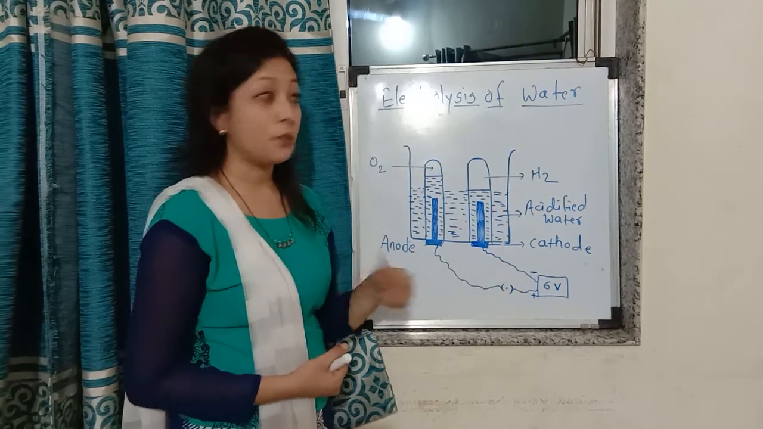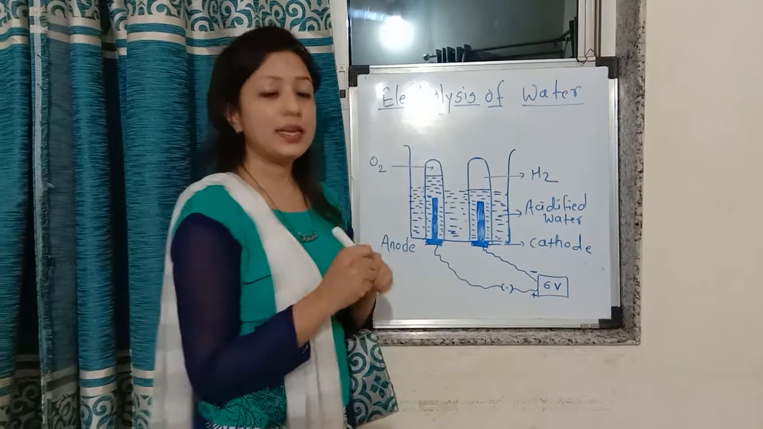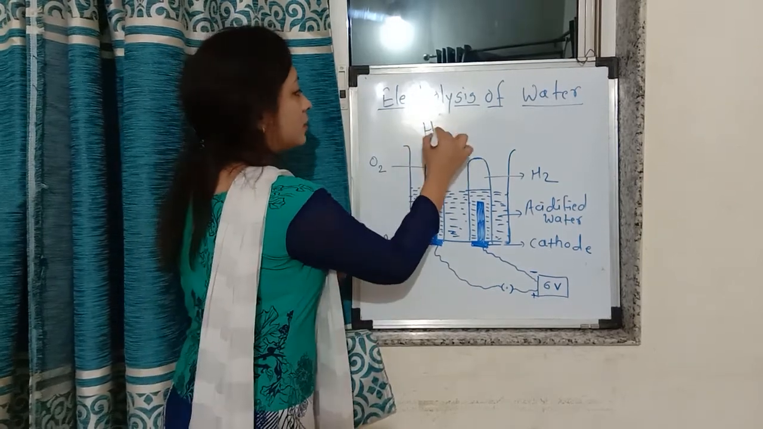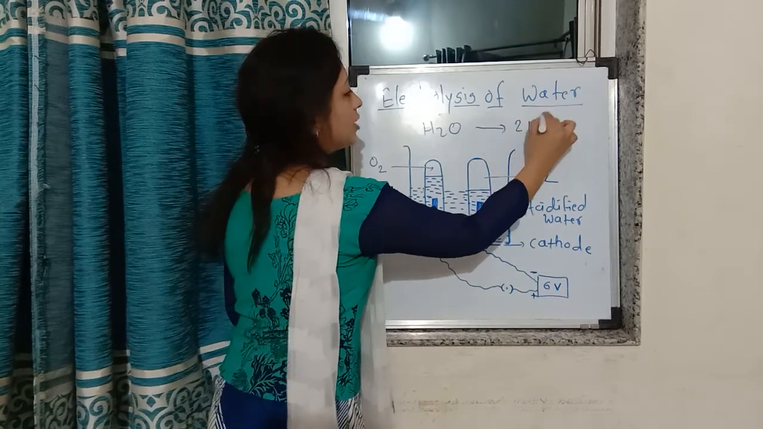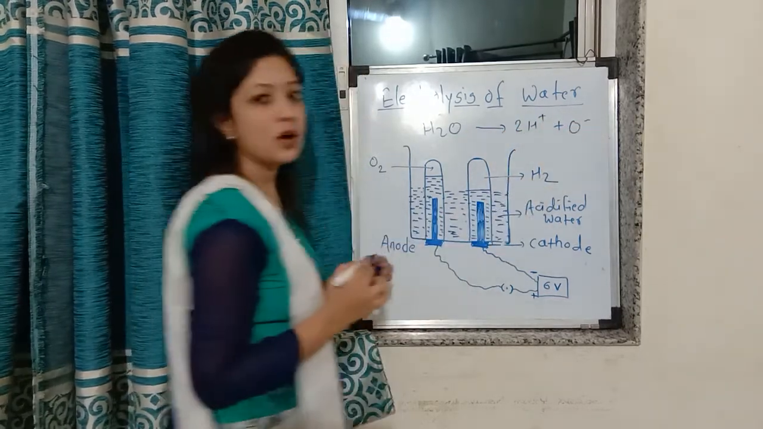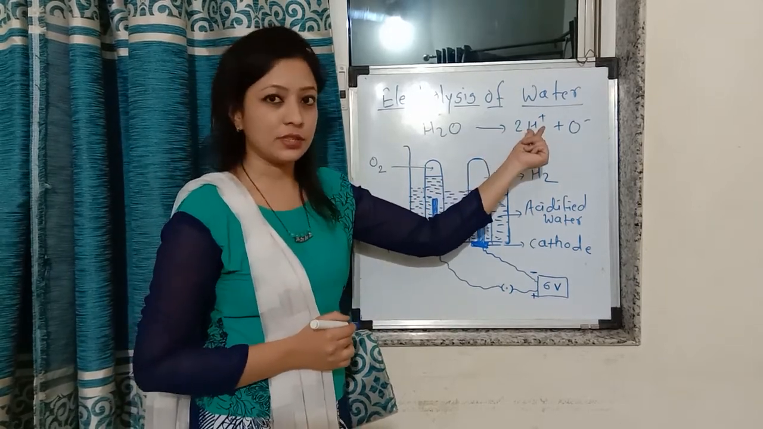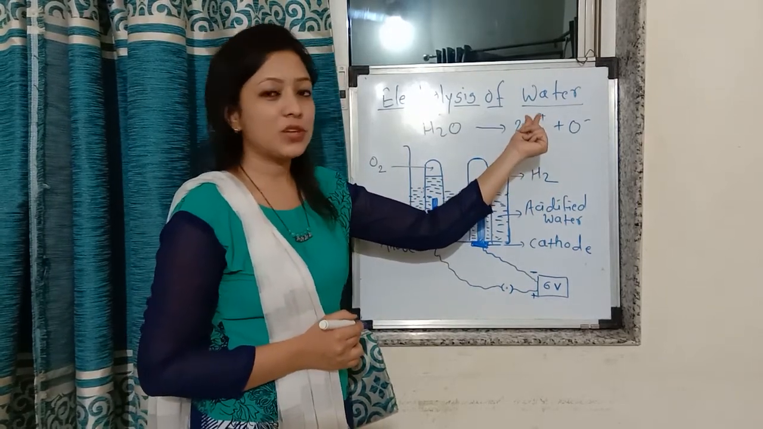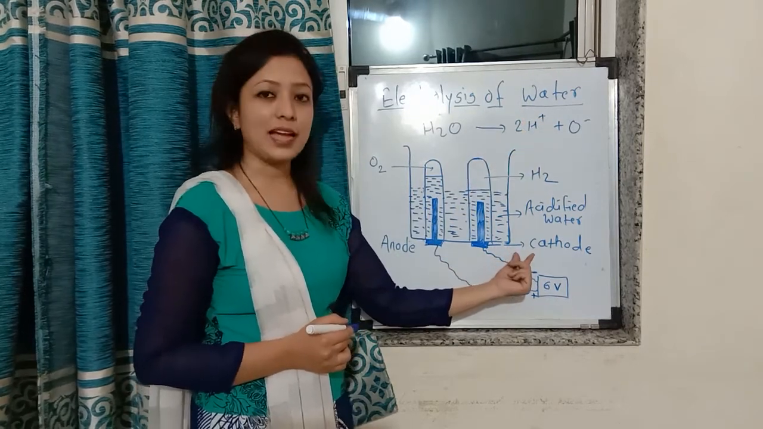Now why is this so? Why is hydrogen evolved at the cathode while oxygen at the anode? Let us see the reaction. When the water molecule decomposes, it forms 2H+ ions along with one oxygen negative ion. So look at the charge of hydrogen. Its charge is positive. So ultimately it moves towards the oppositely charged electrode, that is the cathode.